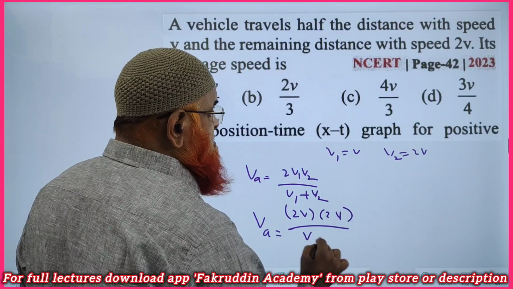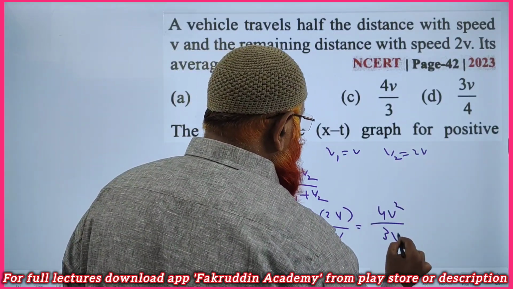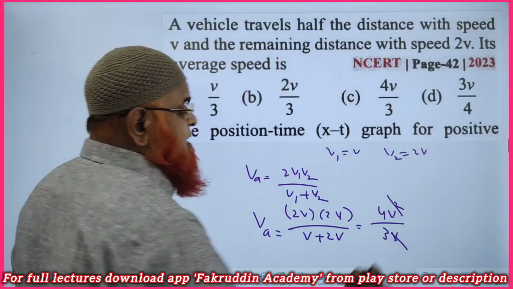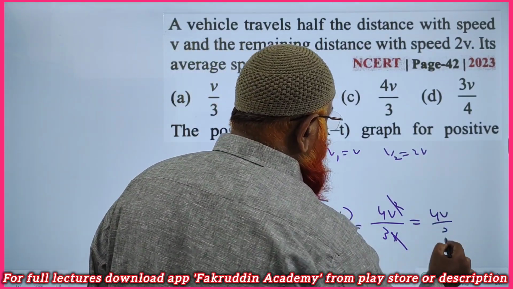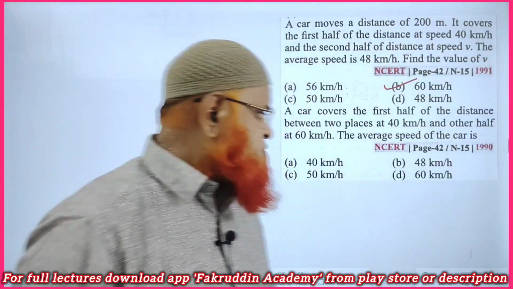v1 plus v2 is nothing but v plus 2v. So this is 4v square by 3v. v square and v get cancelled. You will be getting 4v by 3 as the correct answer. So option C is going to be the correct answer. Let us go for the next problem.